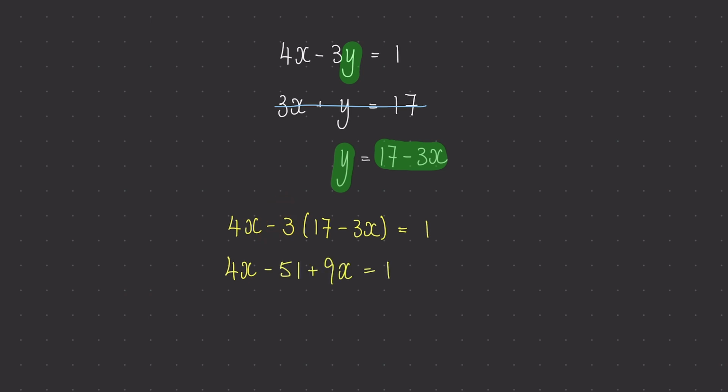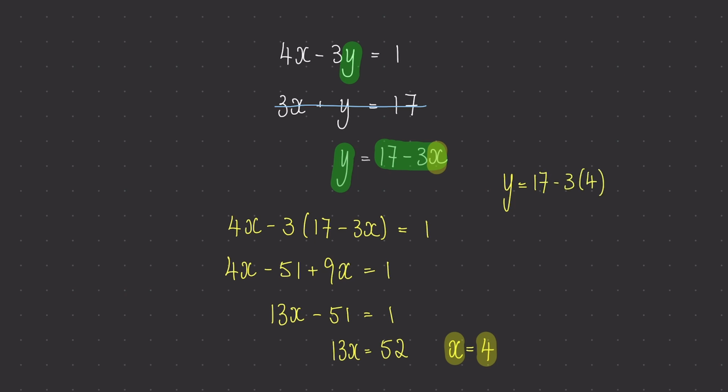Okay, so we've expanded out the left-hand side. Let's simplify that. 13x minus 51 equals 1. Adding 51 to both sides, we get 13x equals 52. And so dividing both sides by 13, we find that x is equal to 4. As before, I'm going to take my x back into one of the equations to find the value of y. Using my rearranged form, I get that y equals 17 minus 3, and then in the brackets I place the 4. Working out that right-hand side, we get 17 minus 12, so y equals 5.